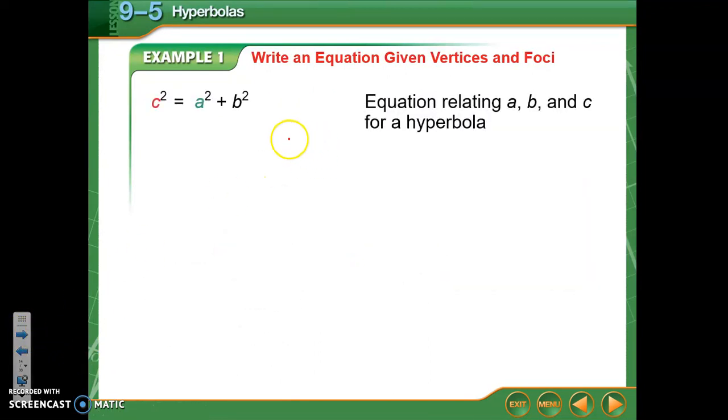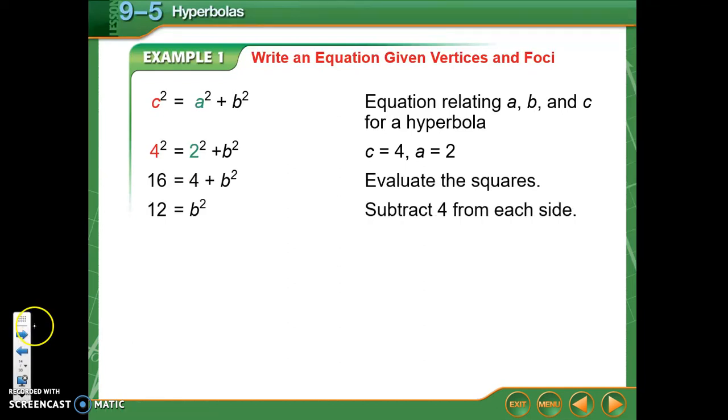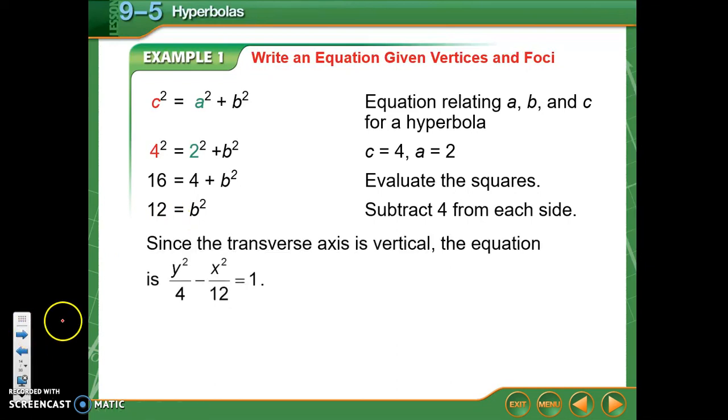Now I need to find B. I have A, I have C, I don't have B. I know that C is 4 and A is 2, so we just plug those into this ABC relationship, and we solve. I get B squared equals 12. I only need B squared for my equation, so I don't have to finish solving for B, although we could.